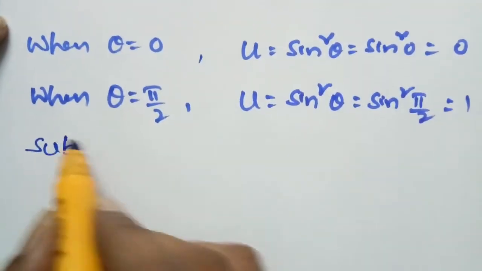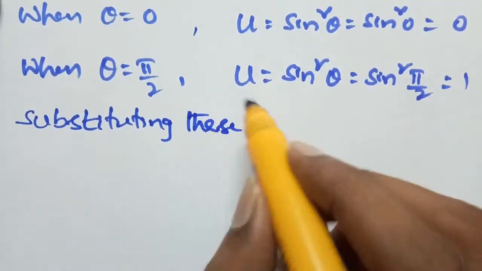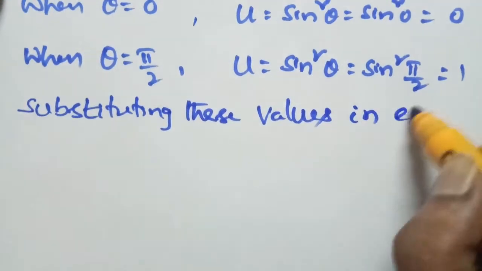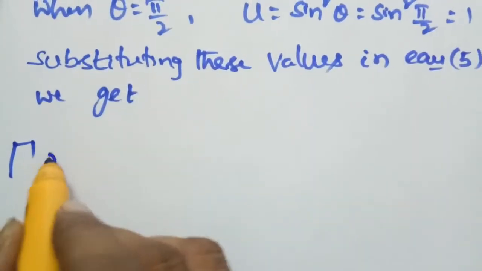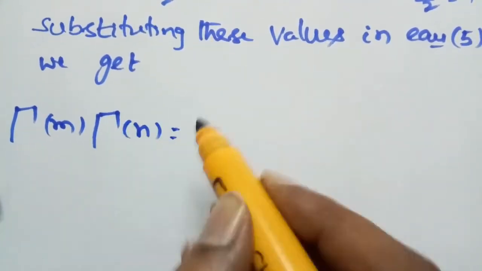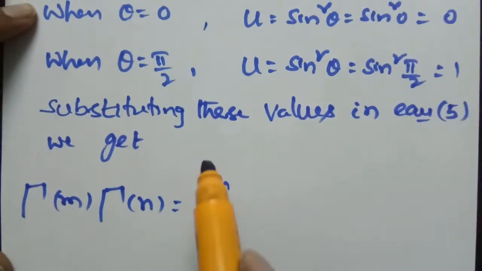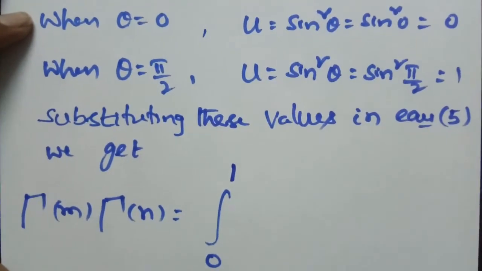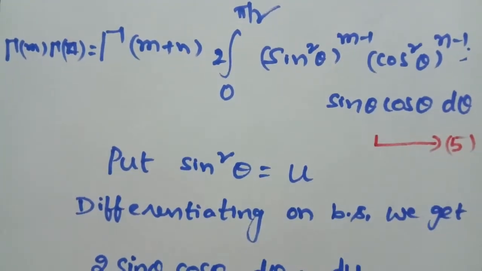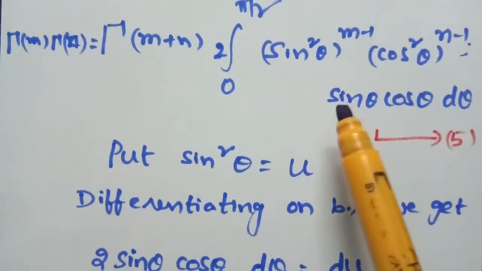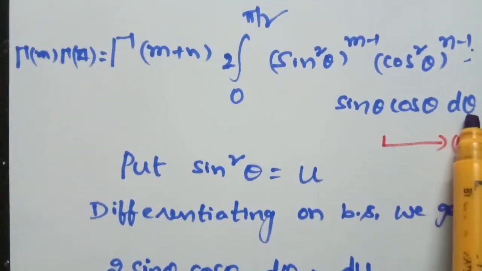Substituting these values in equation 5, we get gamma m into gamma n on the left hand side, and integral with lower limit 0 and upper limit 1, and sin square theta, that is u to the power of m minus 1, and cos square theta, this can be written as 1 minus sin square theta, that means (1 minus u) whole to the power of n minus 1, and 2 sin theta cos theta d theta is equal to du.